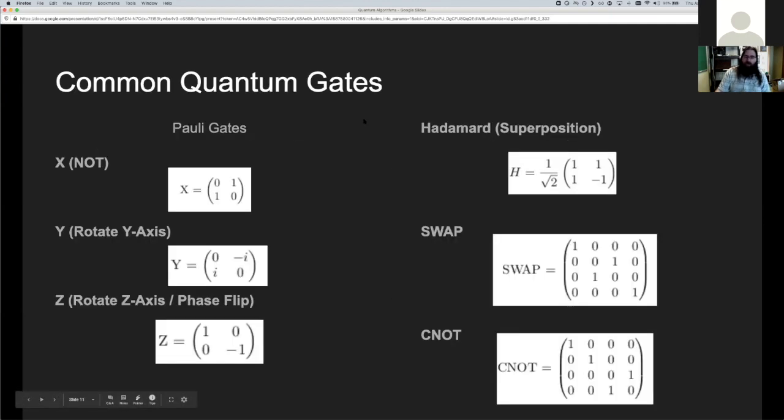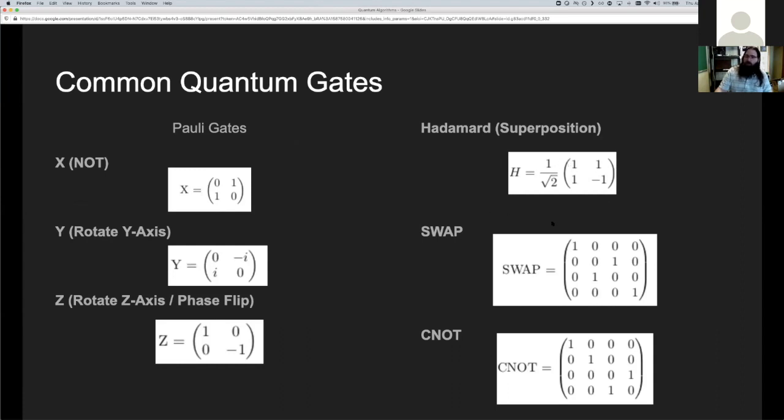So here are some common gates that you've probably seen, but I'm going to go over them quickly. You have your standard Pauli gates. X essentially is the equivalent of a NOT gate. It negates, does a NOT operation. You have your Y gate, which rotates along the Y axis, and then you have your Z gate, which does a phase flip or rotates along the Z axis. And it'll become clear. I have some geometric representation that I think will make a lot more sense in the coming slides. And then you have your Hadamard gate, which puts things into superposition.